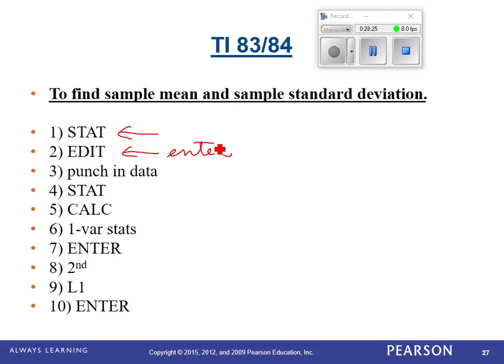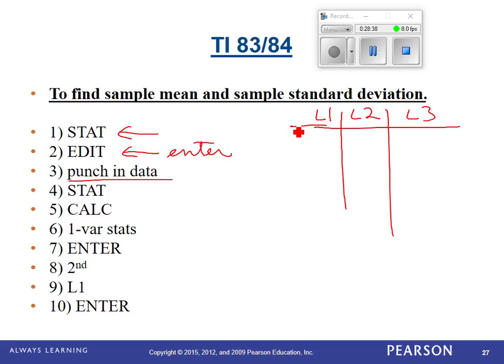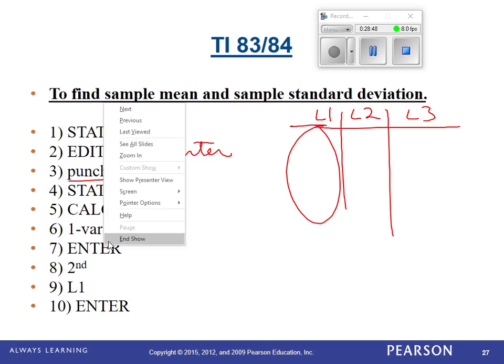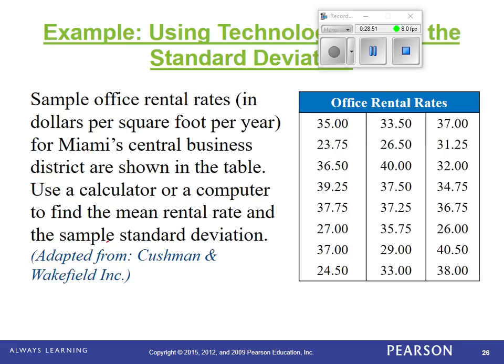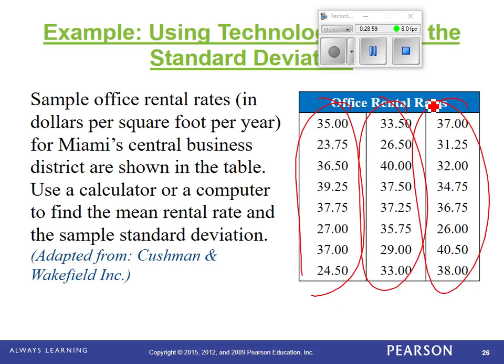It's going to pop up a screen that looks like this, with L1, L2, L3, and so on. What you're going to do is punch all your data into one of those columns. So I'm going to punch mine into L1. All you would do is go back to the data and take all this data here and punch all of it into the calculator, into that L1 list.